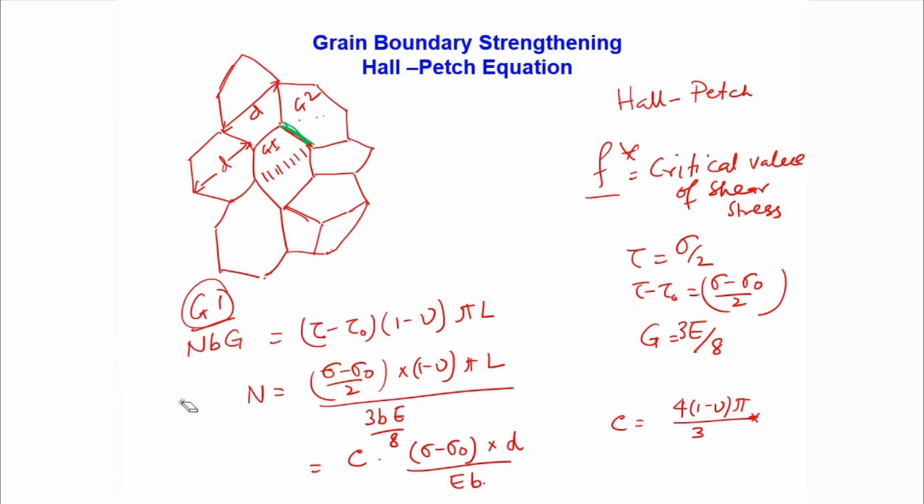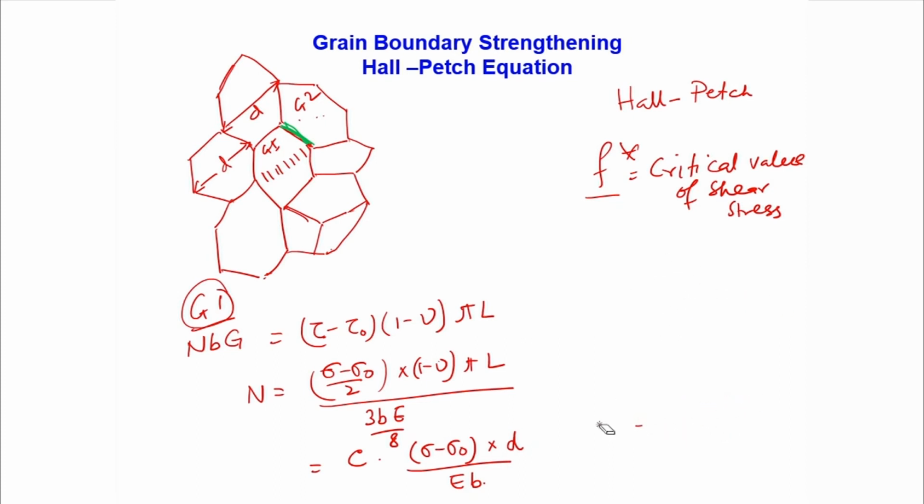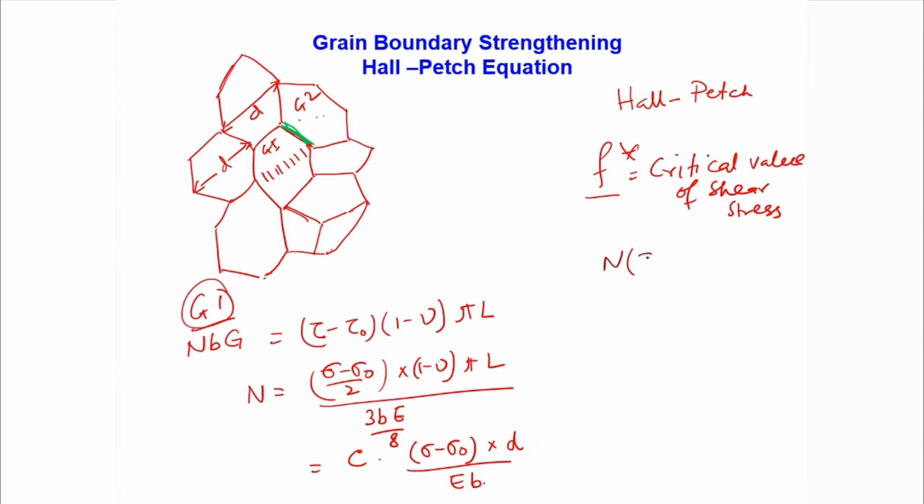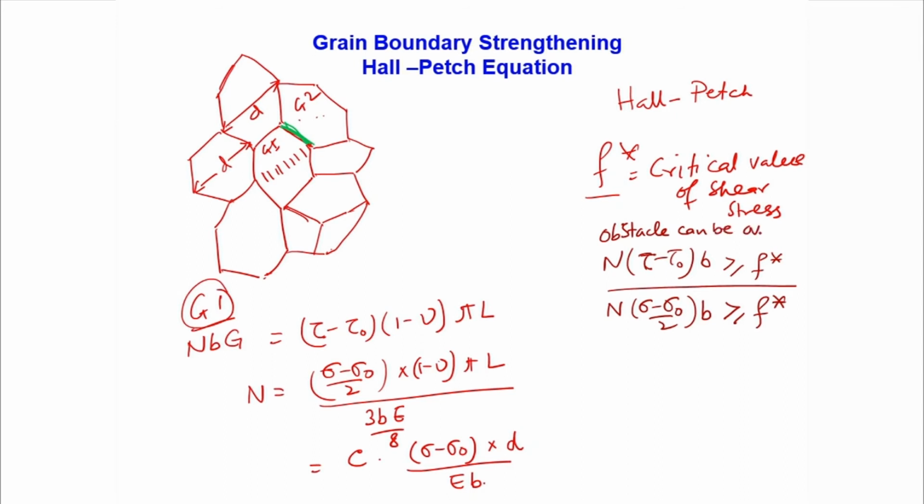Let me just erase this part. Obstacle can be overcome when? Can you imagine when the obstacle can be overcome? Well, the obstacle can be overcome at the time when N (tau minus tau 0) multiplied by B must be greater than or equal to F star. Then only the obstacle can be overcome. Remember, this is tau. So we can write down N (sigma minus sigma 0)/2 multiplied by B, when it reaches a critical value, then only this obstacle can be overcome. Then only it can be overcome, right.